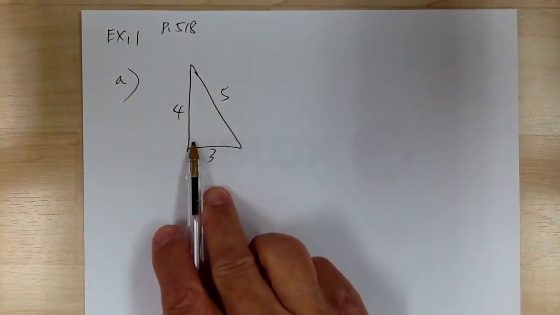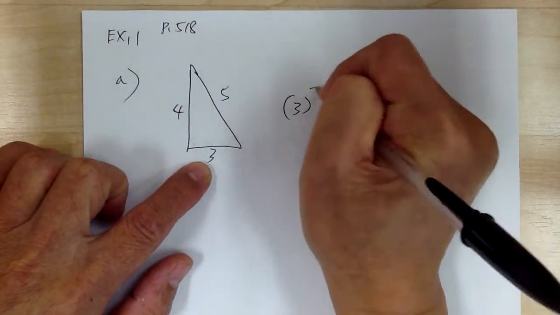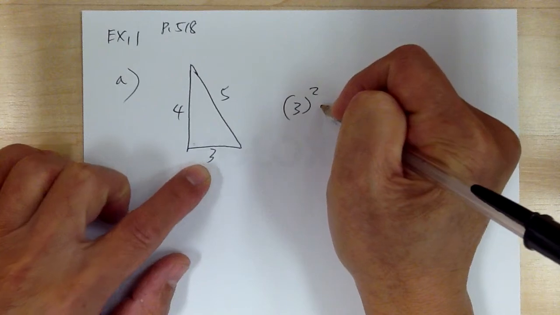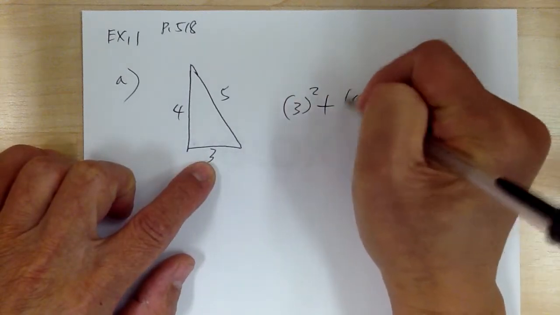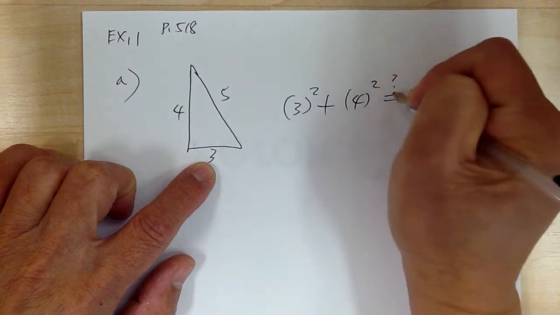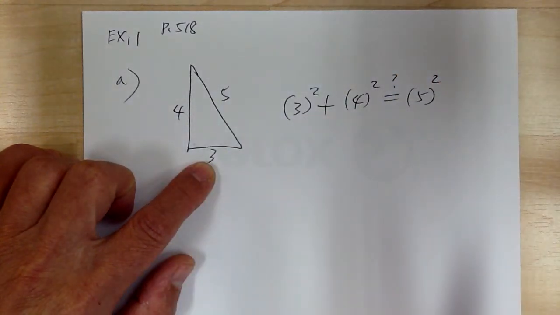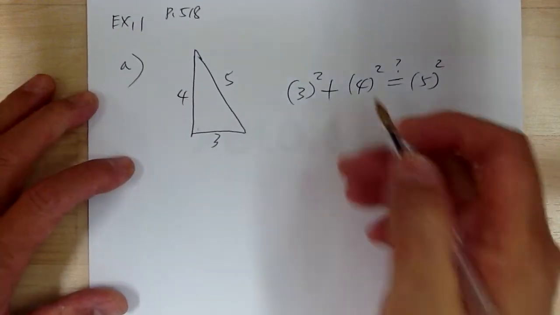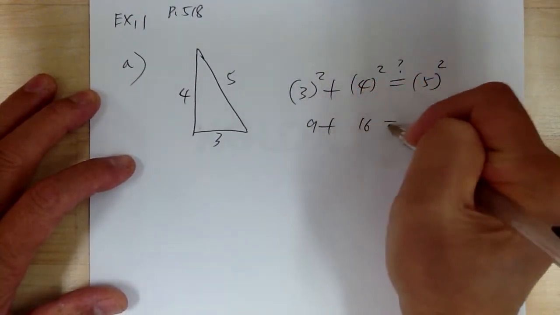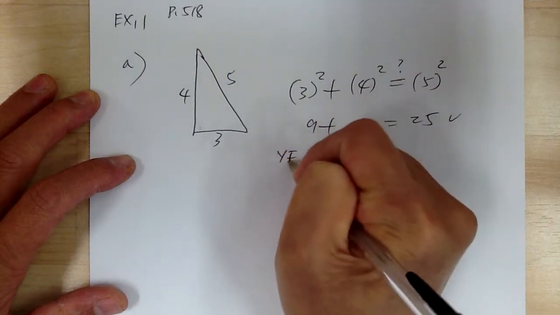Notice there's no symbol, so you don't know if this is a right triangle or not. So you want to check it out. You want to see if it's a right triangle. So 3 squared plus 4 squared equal to 5 squared? Again, you want to see if this is true. If it's true, then it's a right triangle. If it's not true, then it's not a right triangle. So you got 9 plus 16 equal to 25. So yes, this is a right triangle.